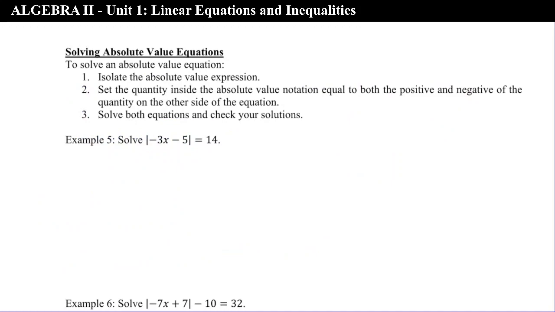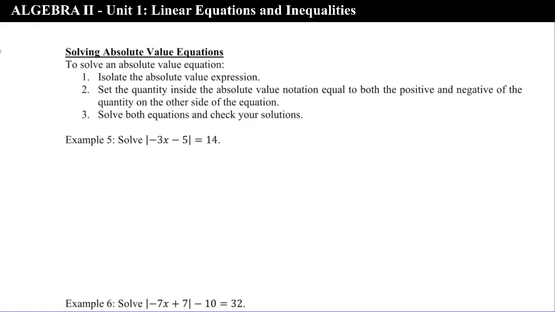Okay, let's move on to this next section. We're going to solve some absolute value equations, and there's really not much to doing these. There's just a couple of things that you have to keep in mind when you're doing these types of problems, okay? First, you want to isolate the absolute value expression. Once you get that isolated, then you're going to split it up into two different equations. One where what's inside the absolute value is set equal to the positive version of what's outside, and then the negative version. And then you're going to solve both equations and check your solutions.